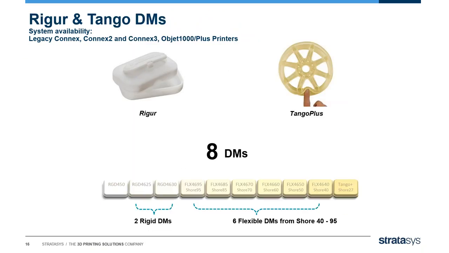The next slide shows you the same behavior, but in combination between Rigor and Tango Plus. Here, because we have a doubling of properties, we create only two rigid digital materials, but we keep the six flexible DMs in the Shore between 40, 50, 60, 70, 85, and 95, as usual. So we have not the complete 12 DMs, only two rigid and six flexible.